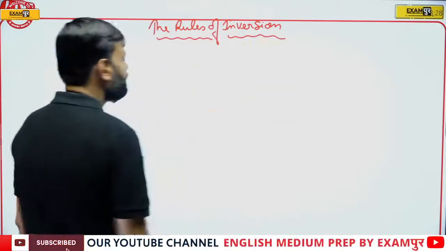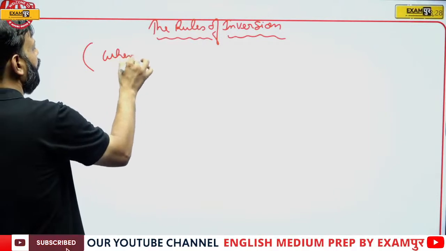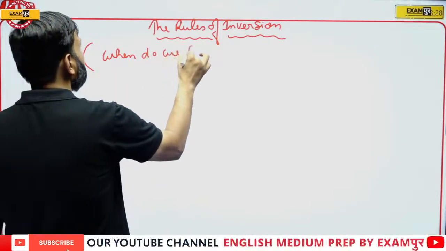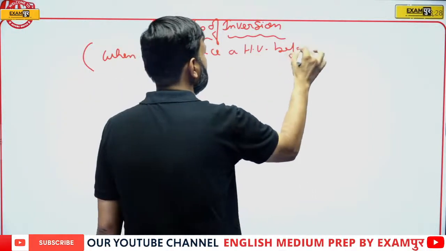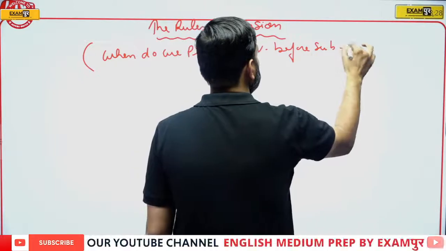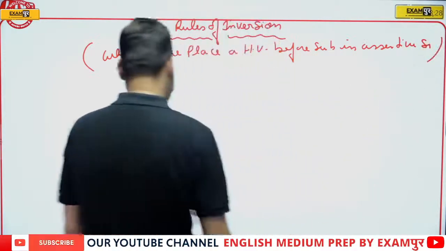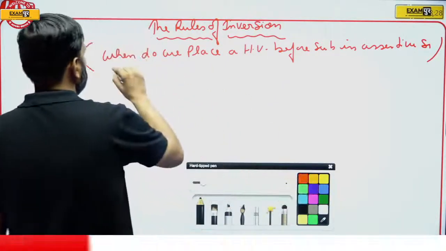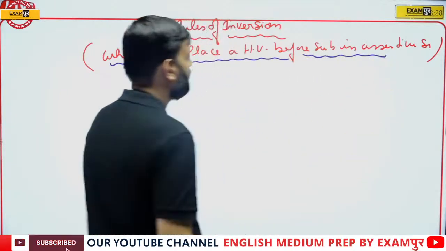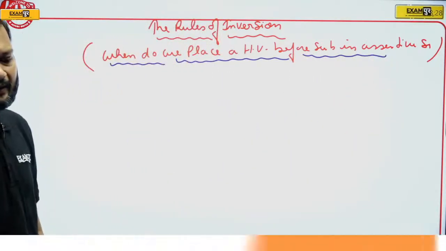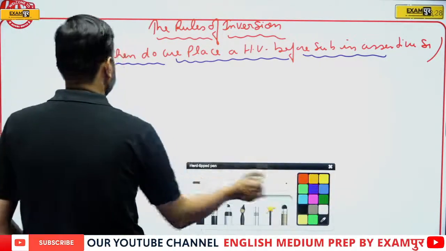The rules of inversion. The rules of inversion means, when do we place a helping verb before the subject in an assertive sentence? Okay. So here we have rule number 1.